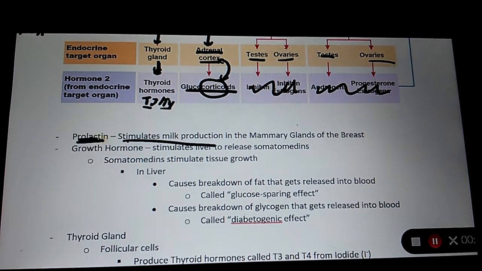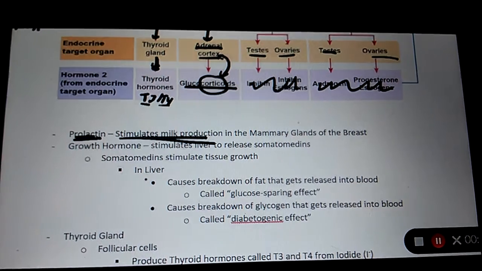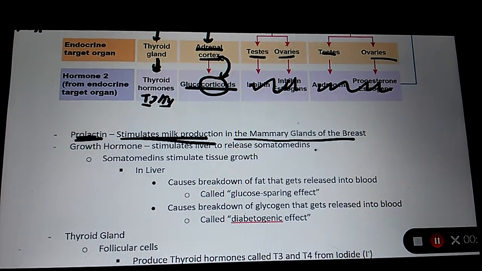What is the function of prolactin? Stimulates milk production. Now, guys, on the test, if I write stimulates milk production in the mammary glands of the breast, I wouldn't worry too much about this. Of course, it's the breast, okay?